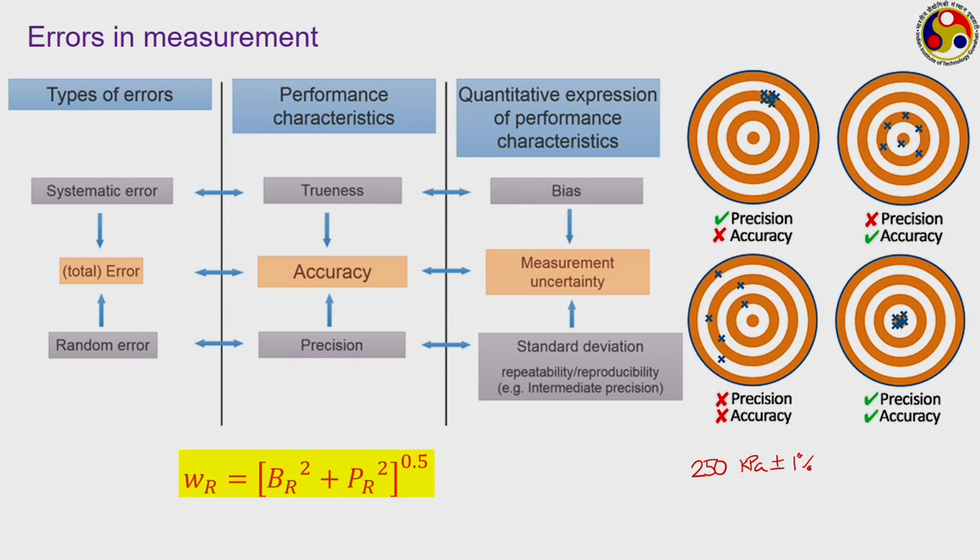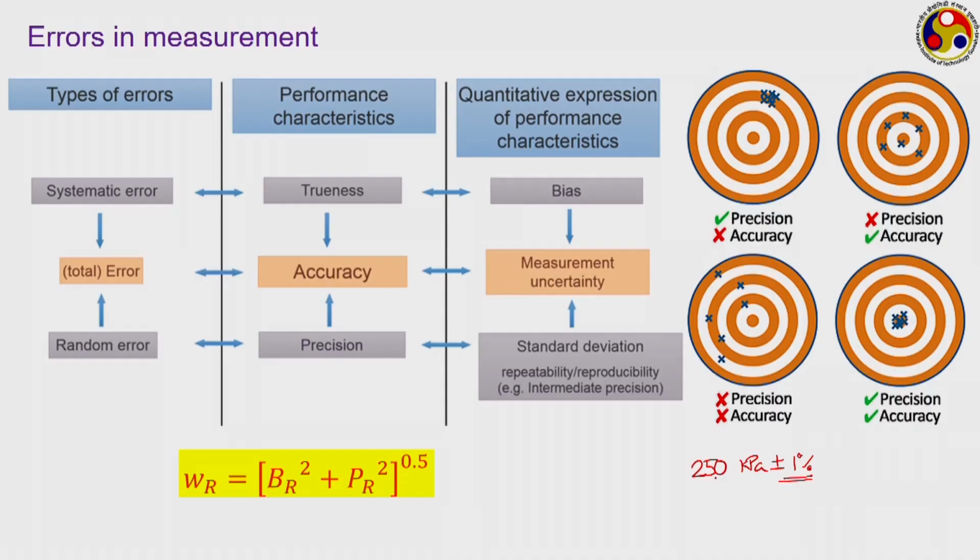However, if this full scale part is not mentioned, then the quantity of corresponding error will keep on varying with the output. Like when the output is 250 kilopascal, then it will be plus minus 1% of that, that is corresponding error is 2.5 kilopascal, whereas if your output is just 50 kilopascal, it is 1% of that, that is 0.5 kilopascal.